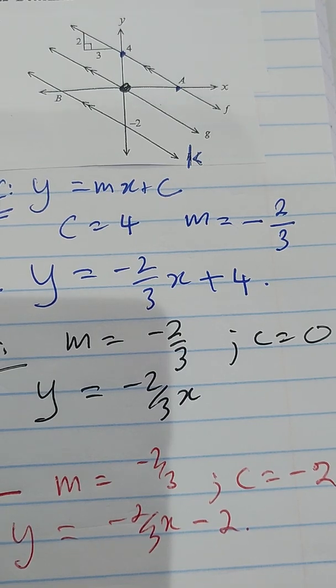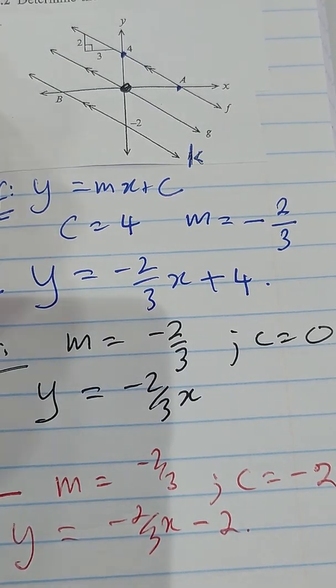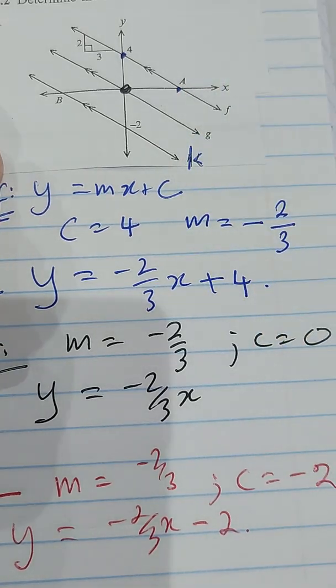Let's look at 19.2. In 19.2 it says determine the value of a and b. Okay? That I'll do in the next video.